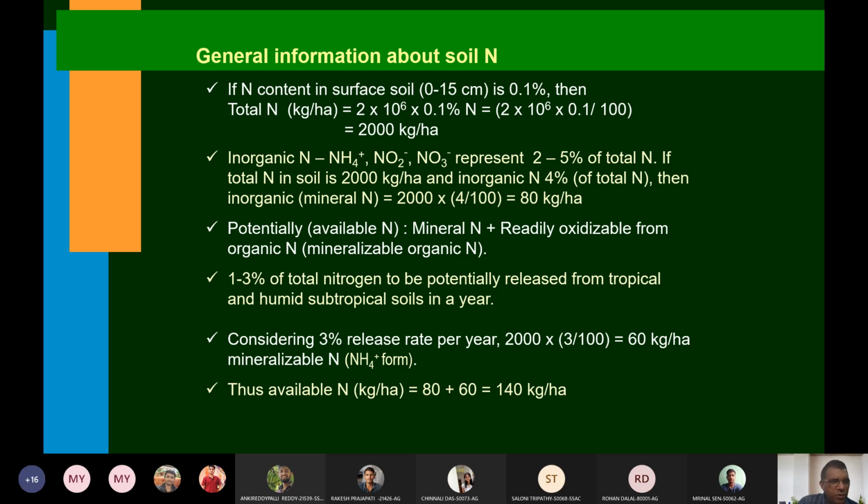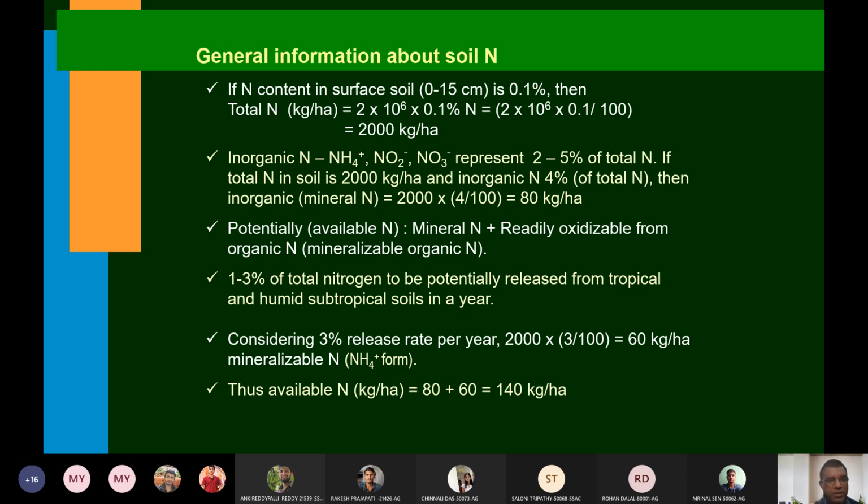Now, sorry, total organic nitrogen. Sorry, this is total nitrogen, because 0.1% is your nitrogen content. This is total nitrogen. Now, inorganic nitrogen is ammonium plus nitrite plus nitrate, and it represents a very small fraction, 2 to 5% of the total nitrogen.